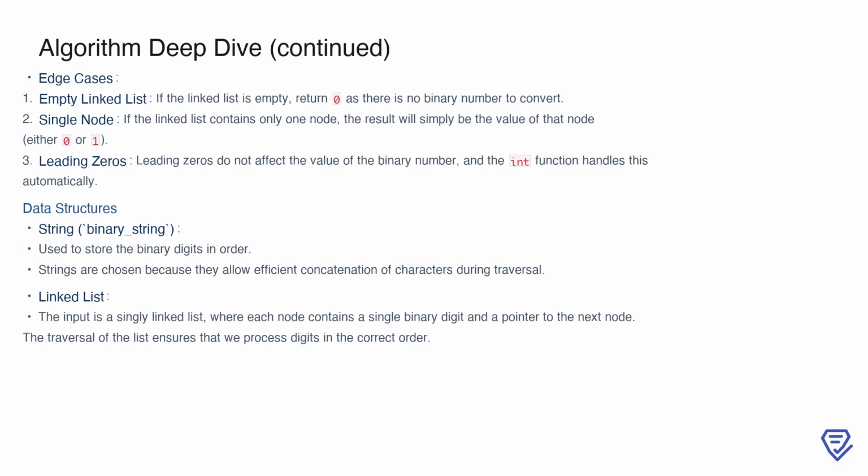In terms of data structures, we use a string, binary_string, to store the binary digits in order. Strings are an ideal choice here because they allow efficient concatenation during traversal. The input itself is a singly linked list, where each node contains one binary digit and a pointer to the next node. By traversing the list, we ensure that the digits are processed in the correct sequence.